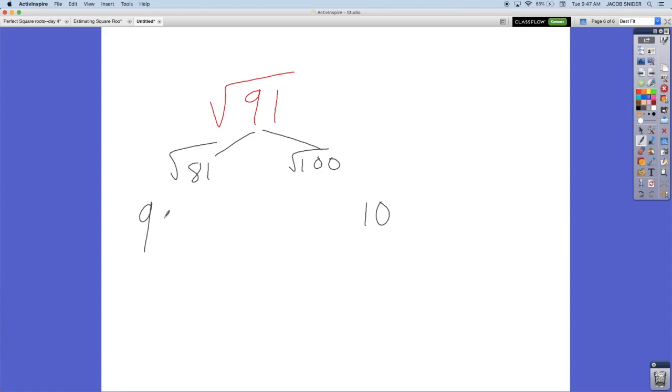Okay, let's see how far away it is. There's 9. There's 10. Let's see. 81 to 91, I know that's going to be 10. 91 to 100, I know that's 9. Okay. So once again, we're pretty close to the middle there. I'm good with 9.5. Okay? Any questions? So far, so good.